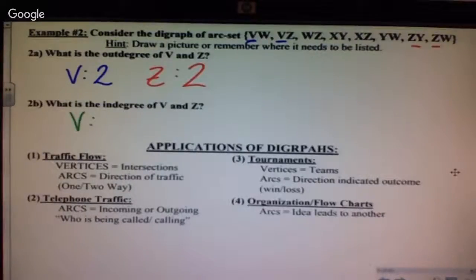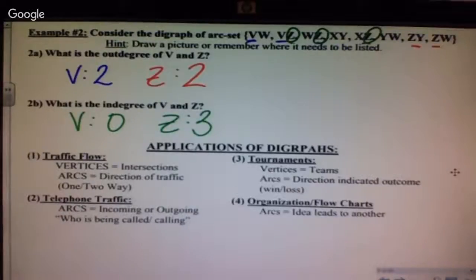Now I'm talking in degrees. These are the lines coming in and pointing at the letter, so my letter should come second. How many times does the letter V come second? 0. How many times does the letter Z come second? 3. Here, here, and here.